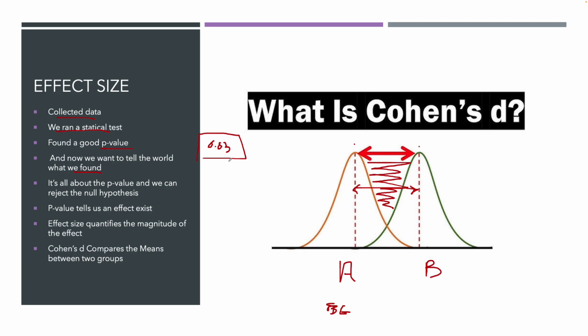We're not going to make any of those errors. We're not going to make any of those mistakes. Things are looking pretty good, right? So the p-value tells us an effect exists. So it's saying that, okay, there is a difference between A and B, but it doesn't tell us how strong that difference is. And that's what we're looking for within an effect size.